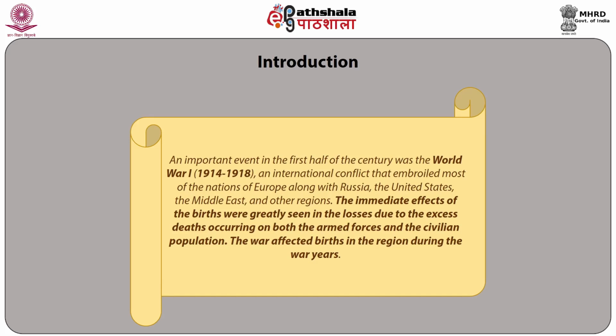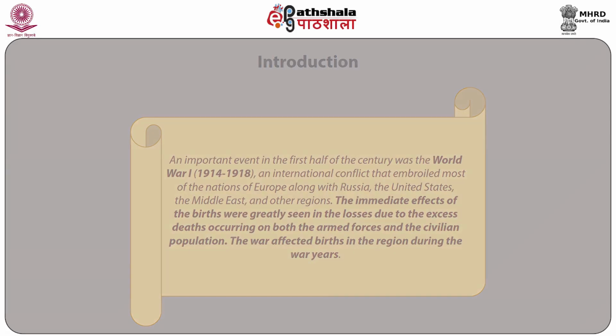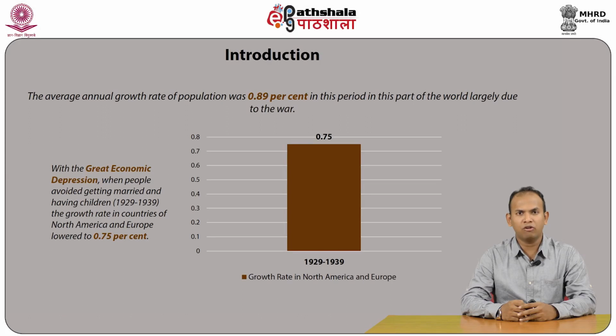The war affected births in the region during the war years. The average annual growth rate of population was 0.89% in this period in this part of the world, largely due to the war. With the Great Economic Depression, when people avoided getting married and having children during 1929 to 1939, the growth rate in countries of North America and Europe lowered to 0.75%.